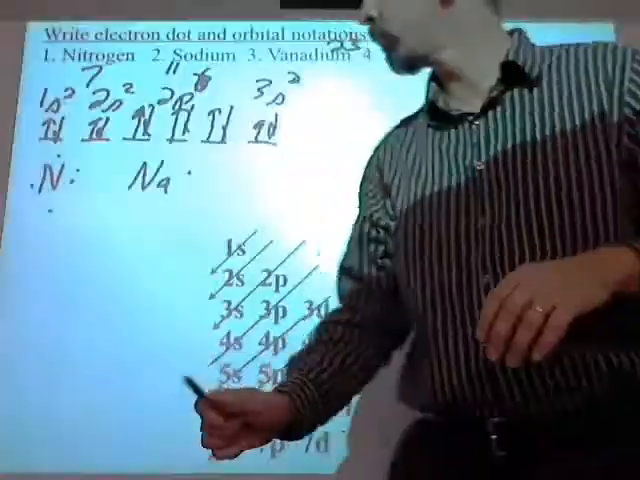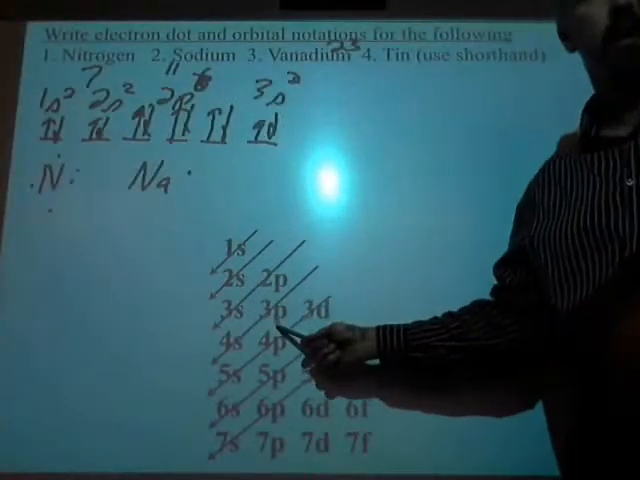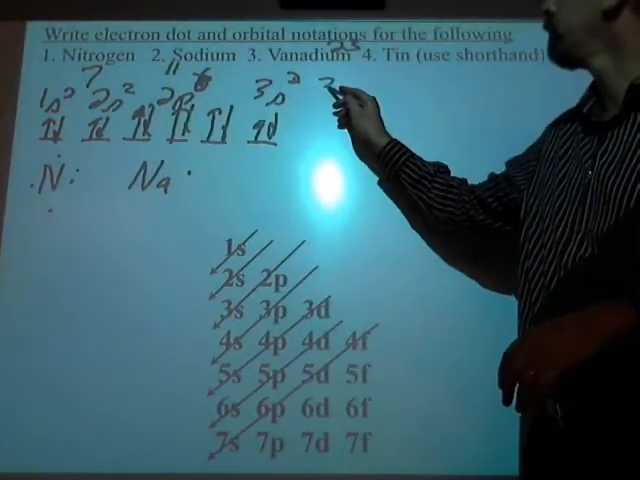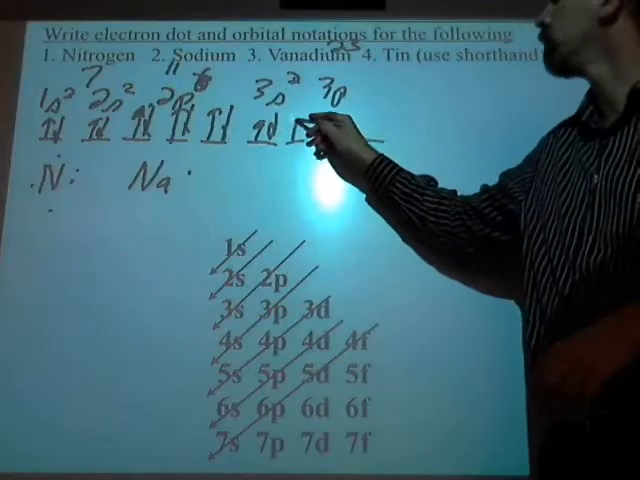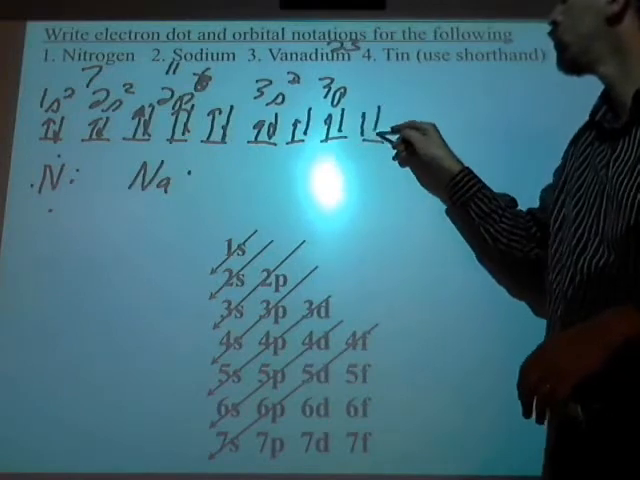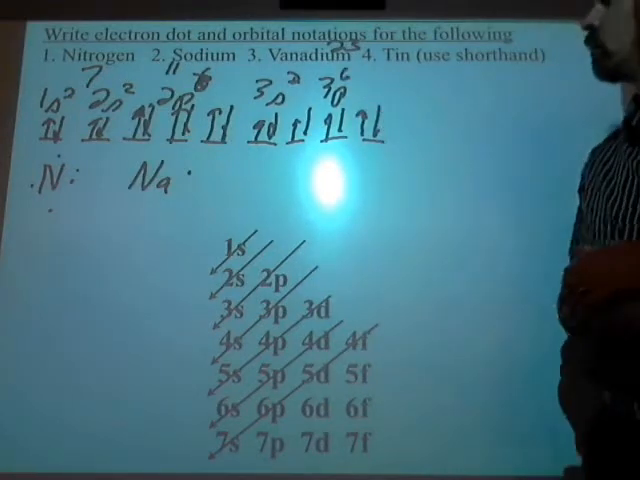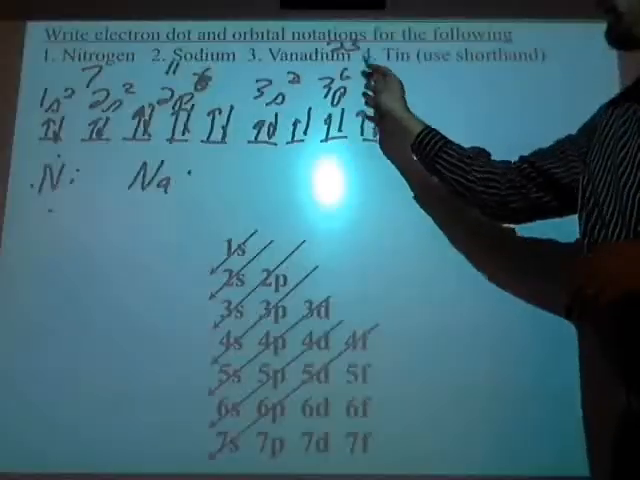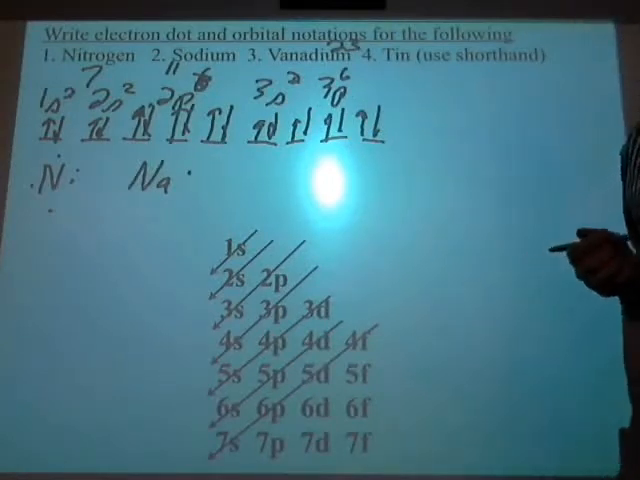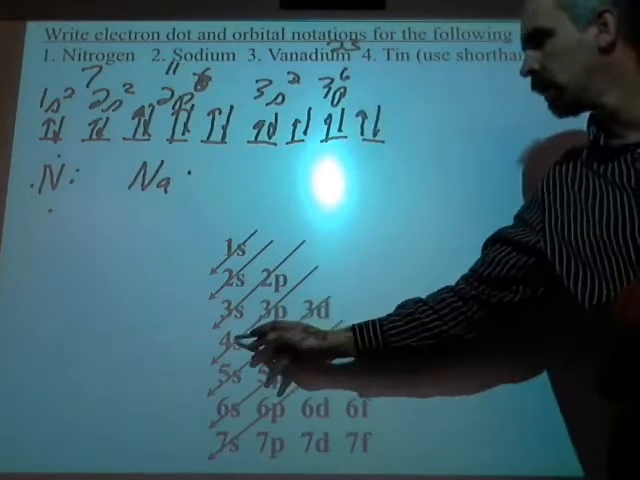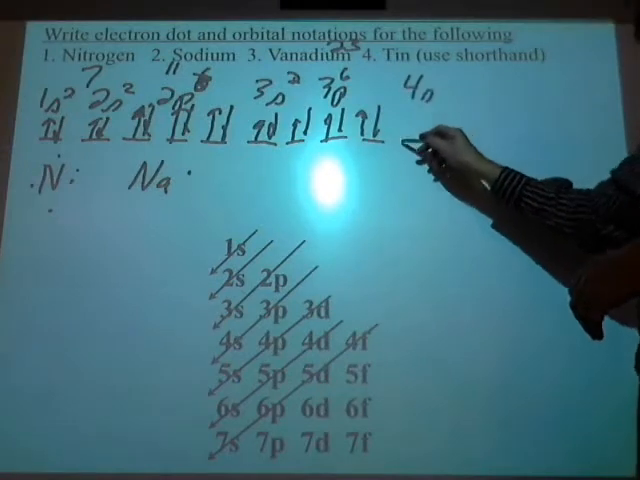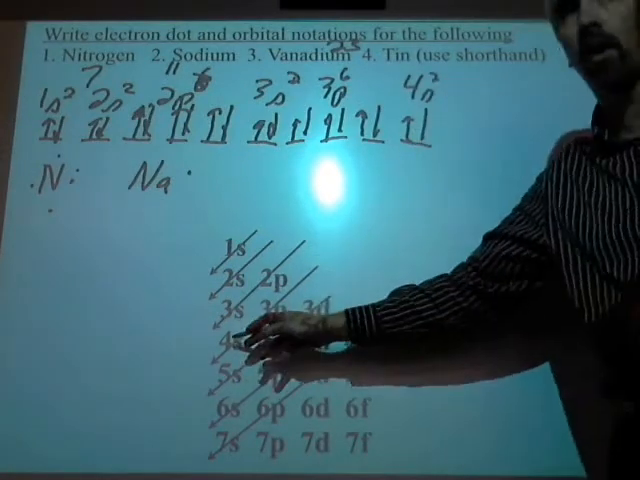Who fills after the 3s fills? 3p, right? So 3p. 3 blanks underneath him. 6 electrons. That gives me 10, 18. I still need a few more. Where are they going to go after 3p? 4s. This tells you the order in which they fill, this diagonal rule.